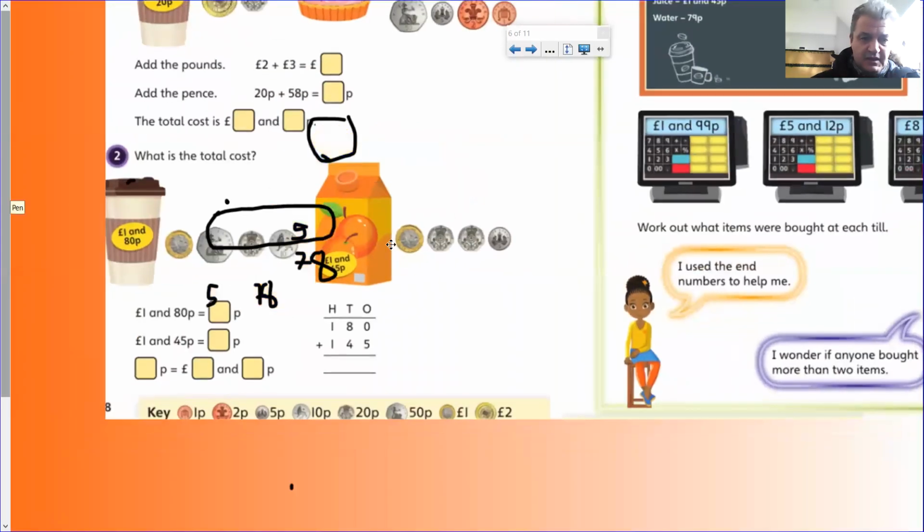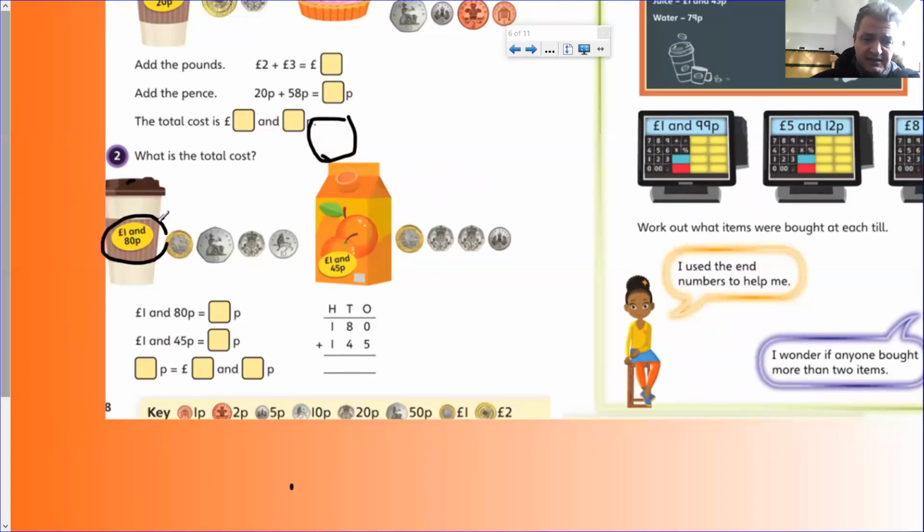Okay, second question. I've got £1.80 and £1.45. You probably agree that that is harder to do in your head. You can do it in your head, of course, but it's probably more difficult. So what I'm going to do in this case is convert my £1.80 into pence, and that gives me 180 pence.